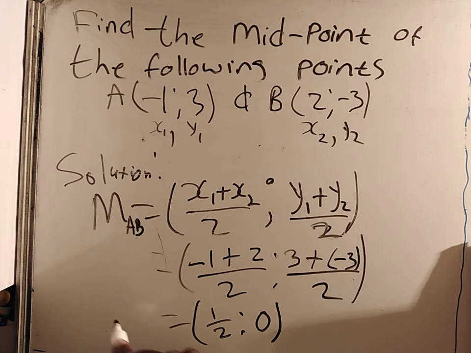So this is the midpoint between A and B. The x part of it is a half, and the y part of it is 0. So ladies and gentlemen, that is how you calculate the midpoint between 2 points. All right, and the midpoint is a point in the middle.